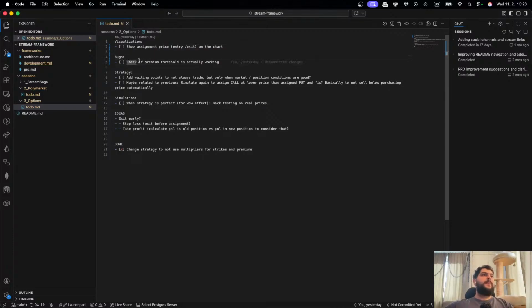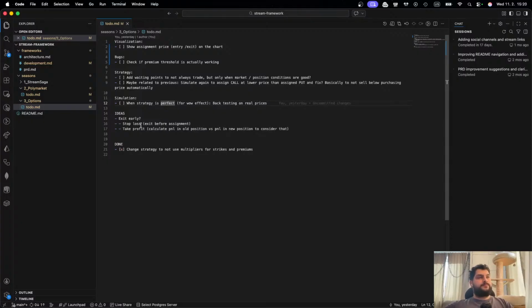Bugs. Check if premium threshold is actually working. Yes, this is what we need to check definitely. Here are the strategy changes, but I think we can remove those. Simulation when strategy is perfect, for wow effect, backtesting on real prices. Yes, this is what we're going to do later.